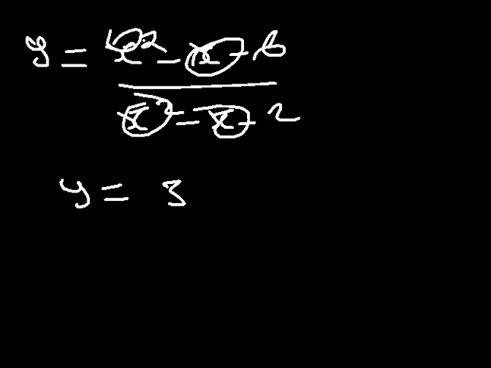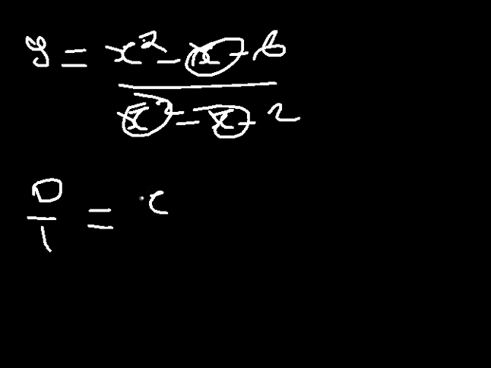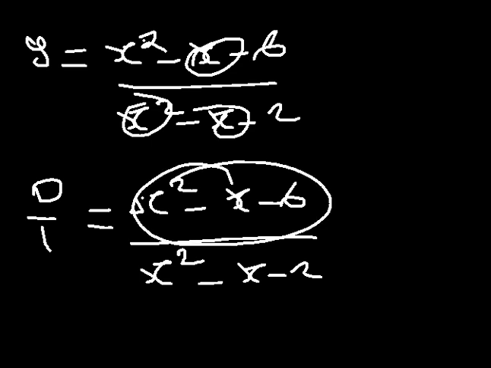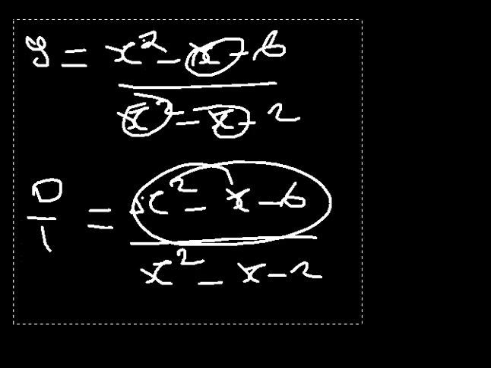And how about the x-intercepts? How should we find the x-intercept in this case? The x-intercepts are calculated upon having y equal to 0. So we have 0 over 1 equal to (x squared minus x minus 6) divided by (x squared minus x minus 2). If you cross multiply, you'll be able to solve for the x-intercepts in that case. So keep that in mind.